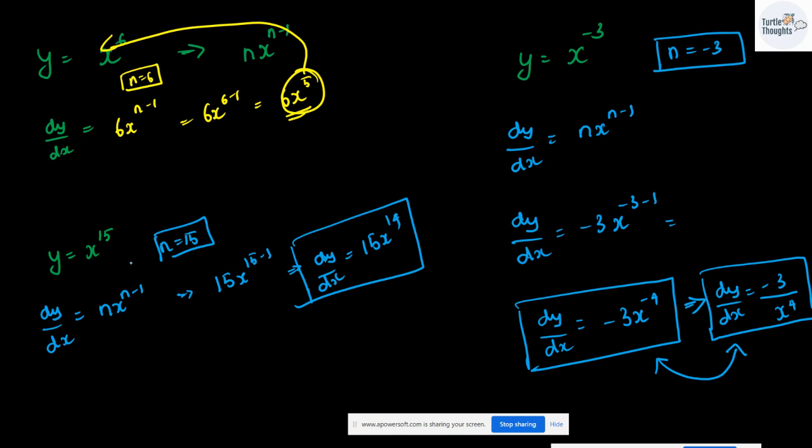So the power rule is applicable when you have a whole positive number, or a negative number as well. So for any integer, it is applicable. Even for decimals also it is applicable.